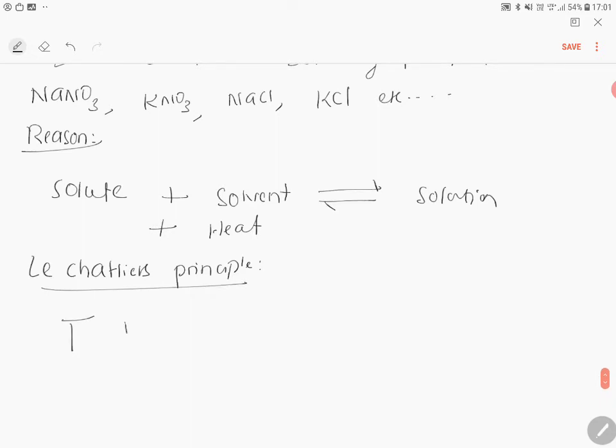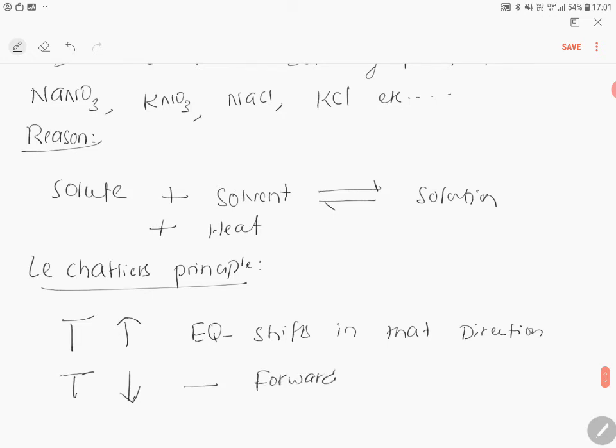Now, if the temperature increases, equilibrium shifts in that direction, where it will create a situation for the equilibrium. Equilibrium will shift in that direction and make the system temperature decrease. That means what? Here forward equilibrium shifts in the forward direction.